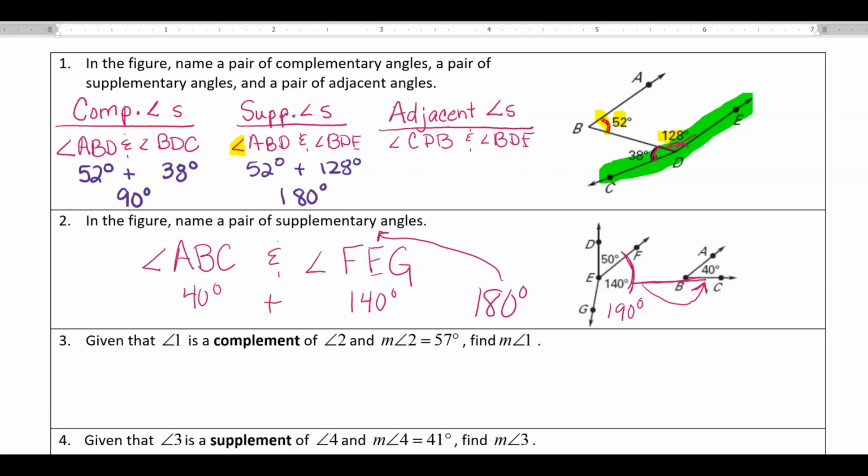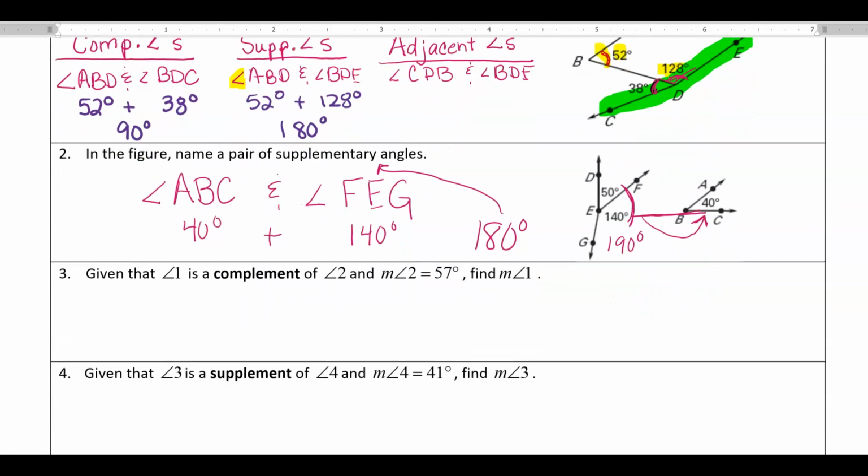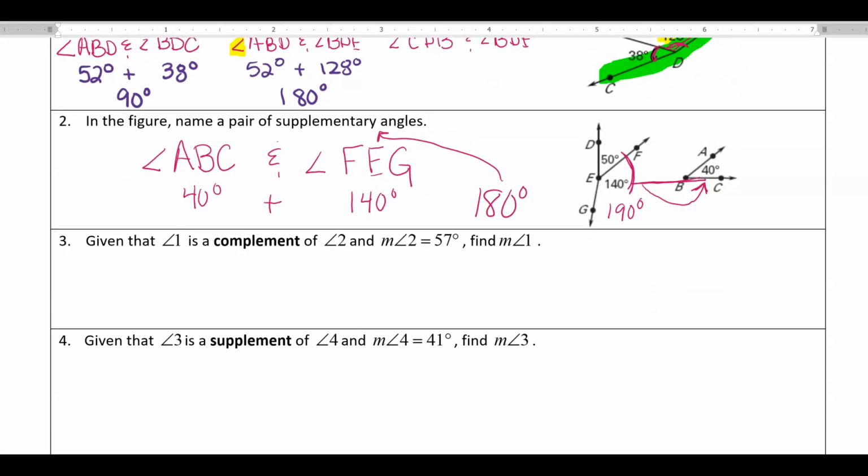Now, here is number 3. Number 3 states, given that angle 1 is a complement of angle 2 and angle 2 is 57, find the measure of angle 1. Now, you've got to know what this is. Complementary. That's always 90 degrees. So, if that one is 57, you take 90, you subtract 57 from that, and you should get 33 degrees. So, the measure of angle 1 would be 33 degrees. Make sure you are using good habits of saying up here, you've got your angles up there, but here you're talking about a measure, so we switch to our notation.